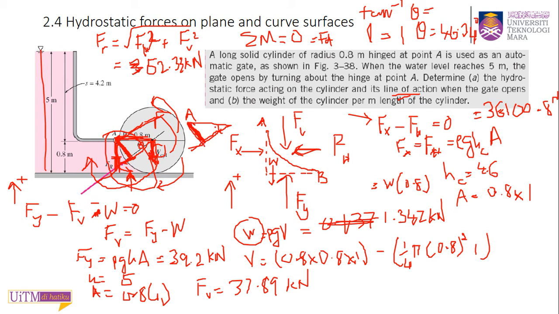Okay, now you have the angle, somewhere 46.8. And you know this height distance, the radius, is 0.8, right? So you can find this distance using trigonometry, which is 0.8 sin 46.34. Okay, then you get this distance. So this distance is what you use in the summation of moment.